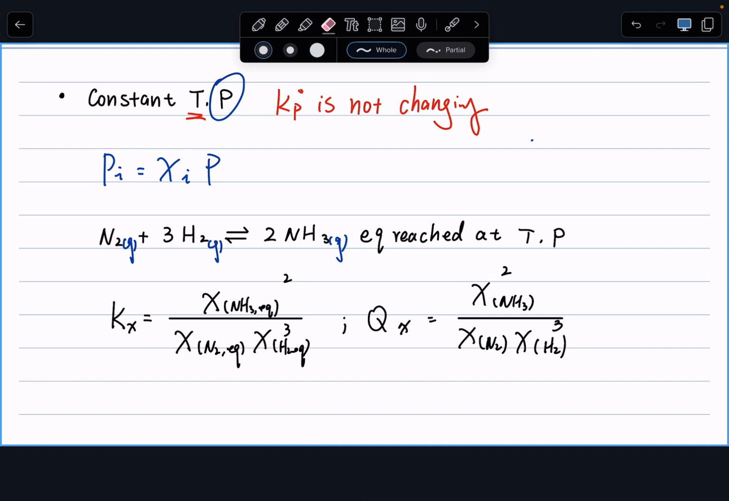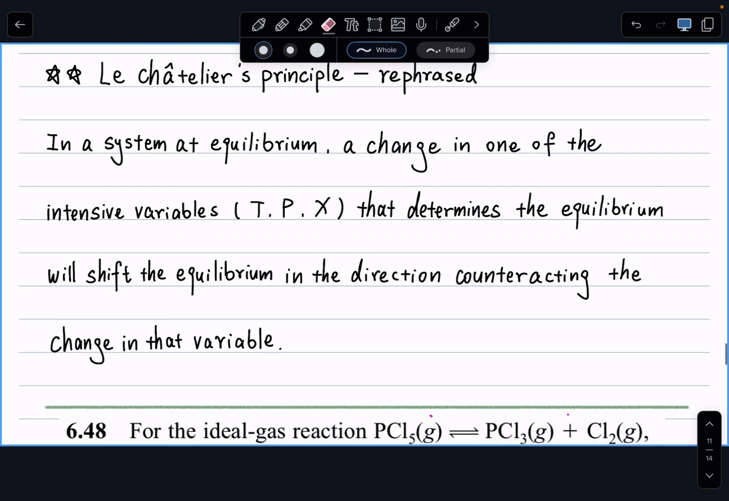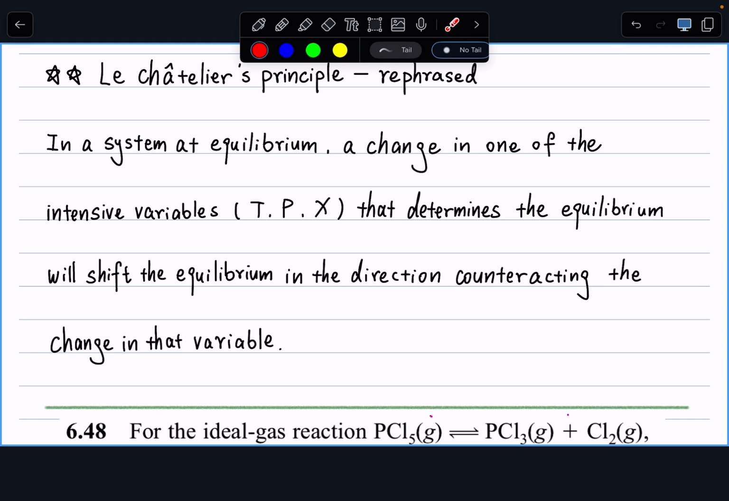So that means we have a backward reaction. Addition of my N2, which is a reactant gas, is actually pushing the reaction backwards. So we want to revisit our Le Chatelier principle a little bit. Instead of using the number of moles being added into the reaction mixture, the rephrased Le Chatelier principle is that when the system is at equilibrium, a change in one of the intensive variables.